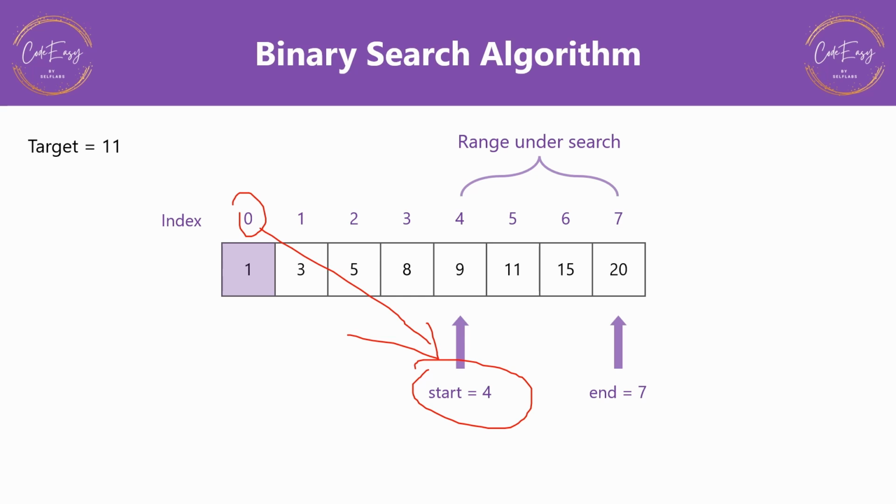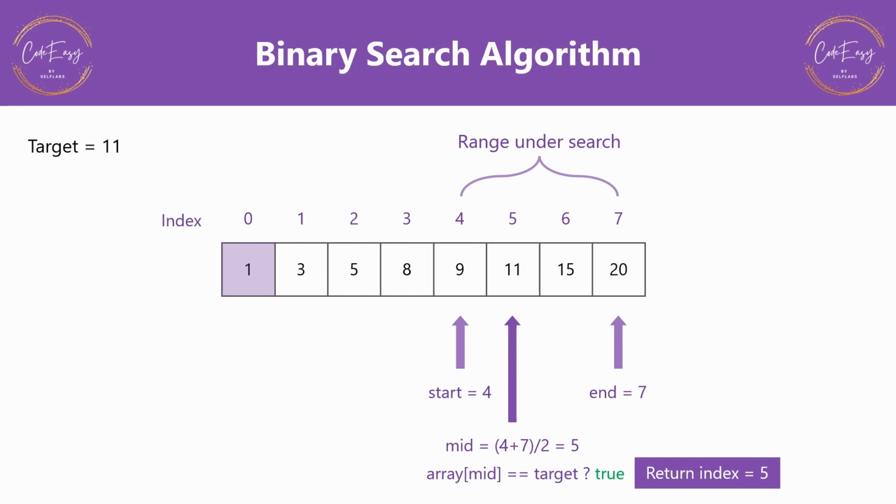Now let's see what is the midpoint of this sub array. Mid is equal to start plus end divided by 2, which is 4 plus 7 divided by 2, which is 11 by 2, 5.5. Since it's an integer, we go with 5. Now what is array of 5? It is 11. Ta-da! So we have got the element which we wanted to search. Just by 2 checks we have got the binary search result.